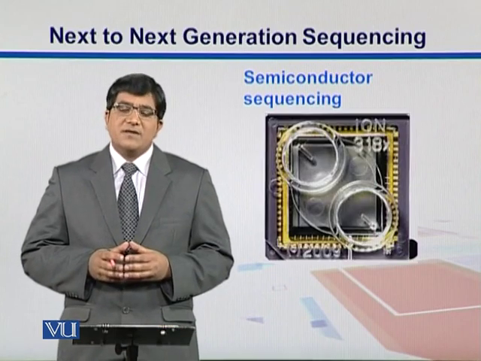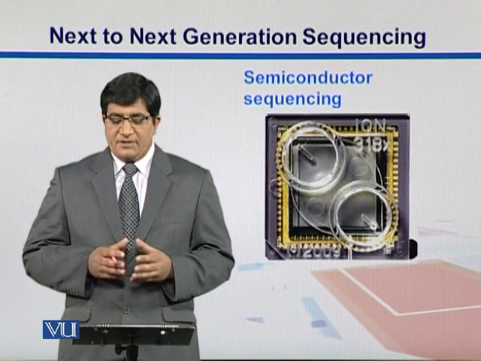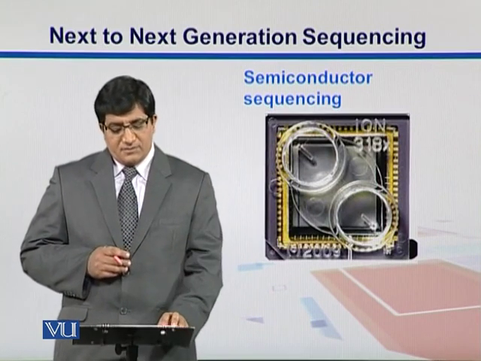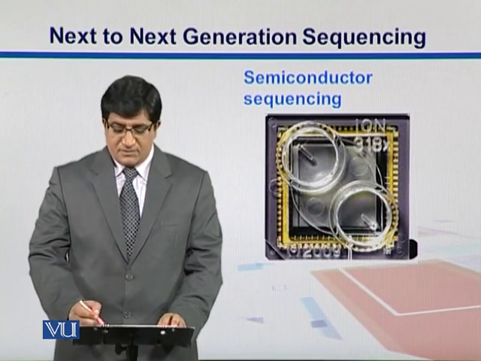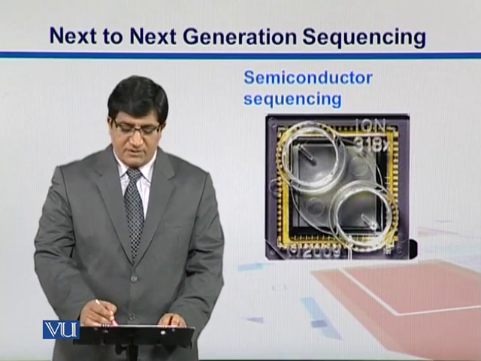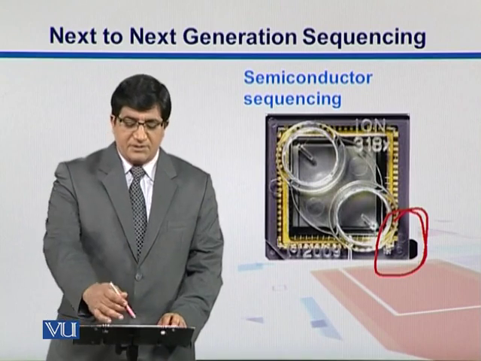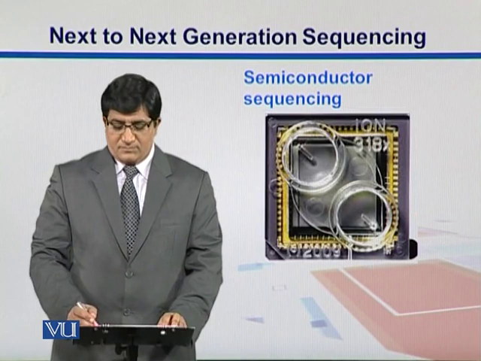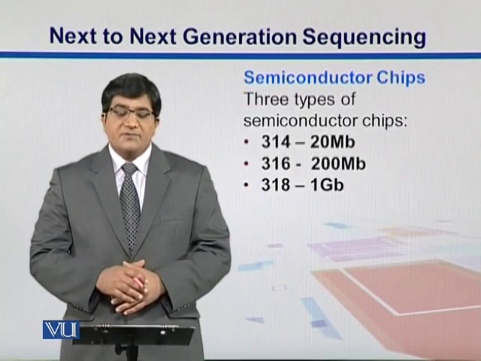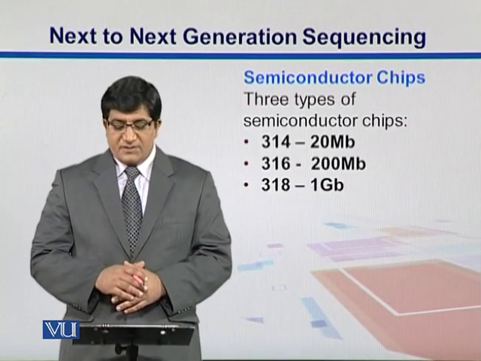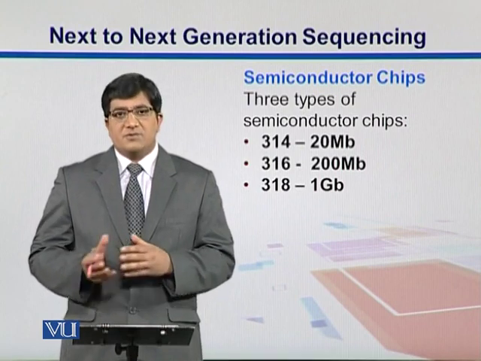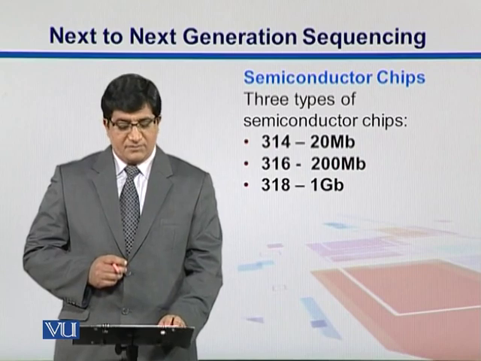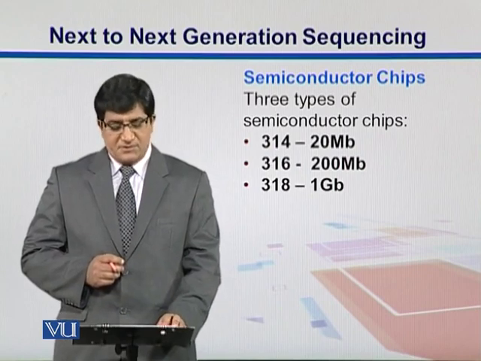In ion semiconductor sequencing, or Ion Torrent, we see there are some special chips which are designed. These chips look like this, where samples are loaded somewhere here, and these are specially designed silicon chips. There are three types of chips. Number one is 314, which can produce up to 20 MB of data. 316 goes for 200 MB, and 318 can capture 1 gigabase.